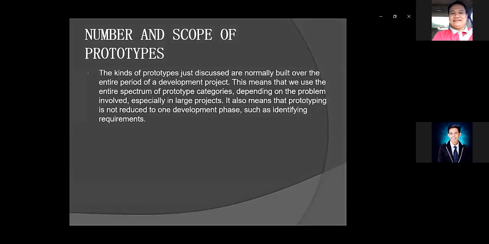Scope of prototypes. The kinds of prototypes just discussed are normally built over the entire period of the development project. This means that we use the entire spectrum of prototype categories depending on the problem involved, especially in large projects. It also means that prototyping is not reduced to the development phase, such as identifying requirements.